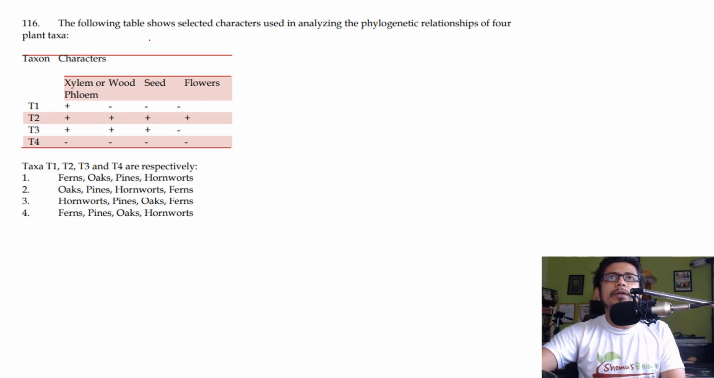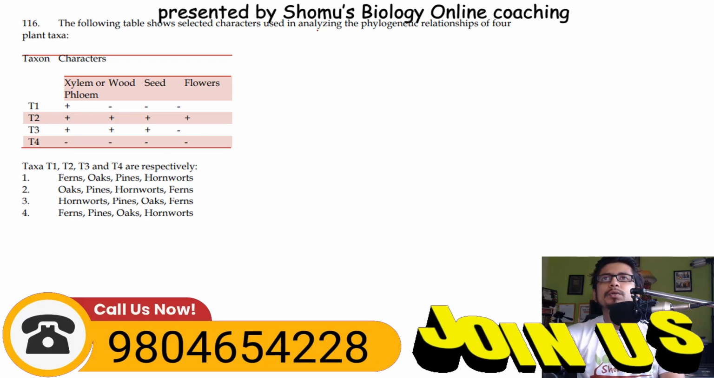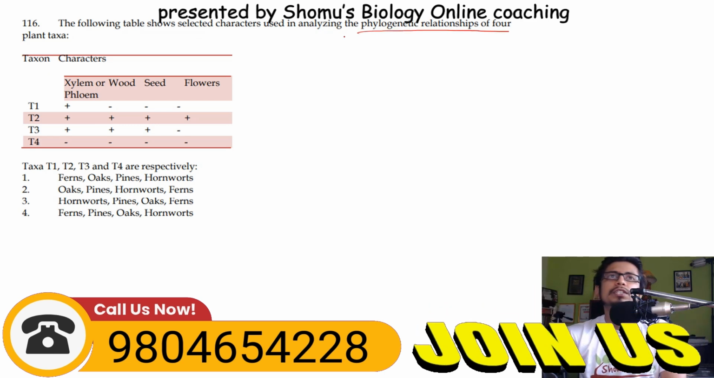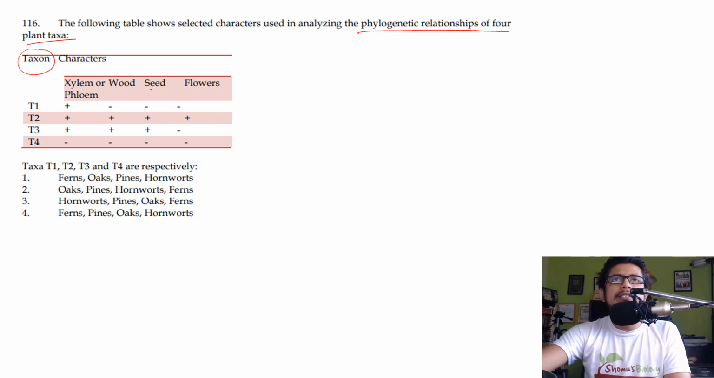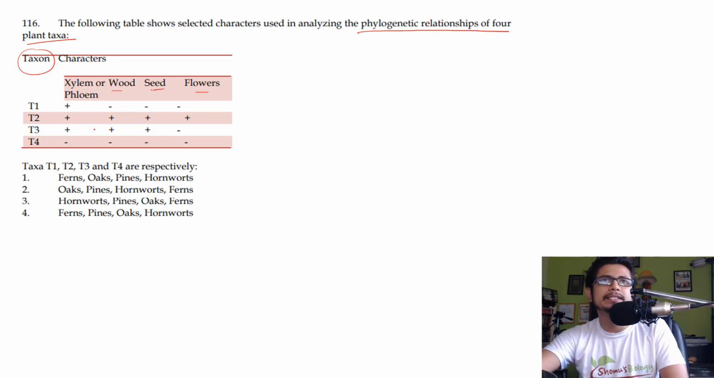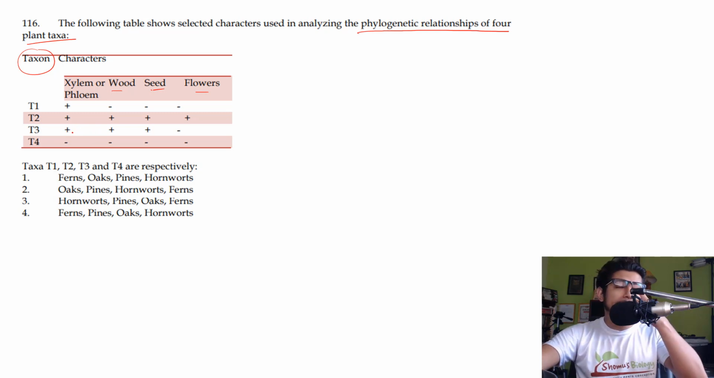Now this question. The following table shows selected characters used in analyzing the phylogenetic relationship of 4 plant taxa. Four of them. Taxa are listed T1, T2, T3 and T4. In the characteristics shown, xylem plus phloem, or simply we can call it vascular tissue, wood, seed, flower. Presence of wood, presence of seed and flower. Okay, and the list is provided.